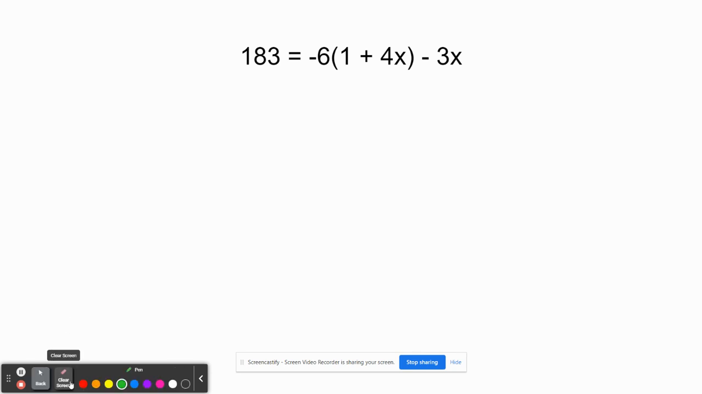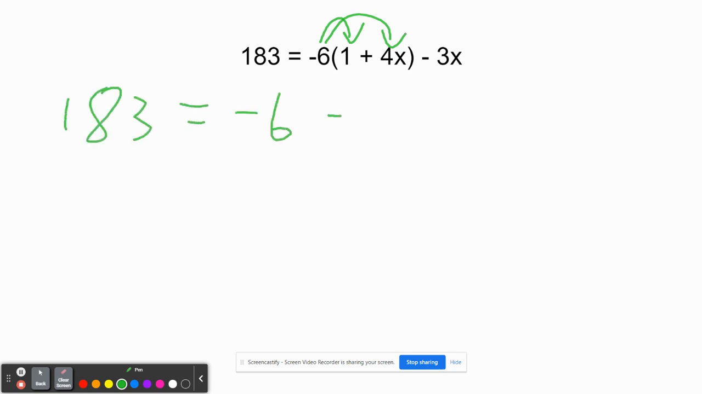Here's one more example. If you want to pause and try it on your own, that would be great, but I'm going to press on here. Here it looks like we'll have combining like terms as an option later, but for now we can't do that first because we have to do the parentheses, or the distributing, before we combine like terms. If I distribute this, I'm going to keep the 183 equals negative 6 minus 24x, because negative 6 times positive 4 is going to be a negative number, minus 3x.